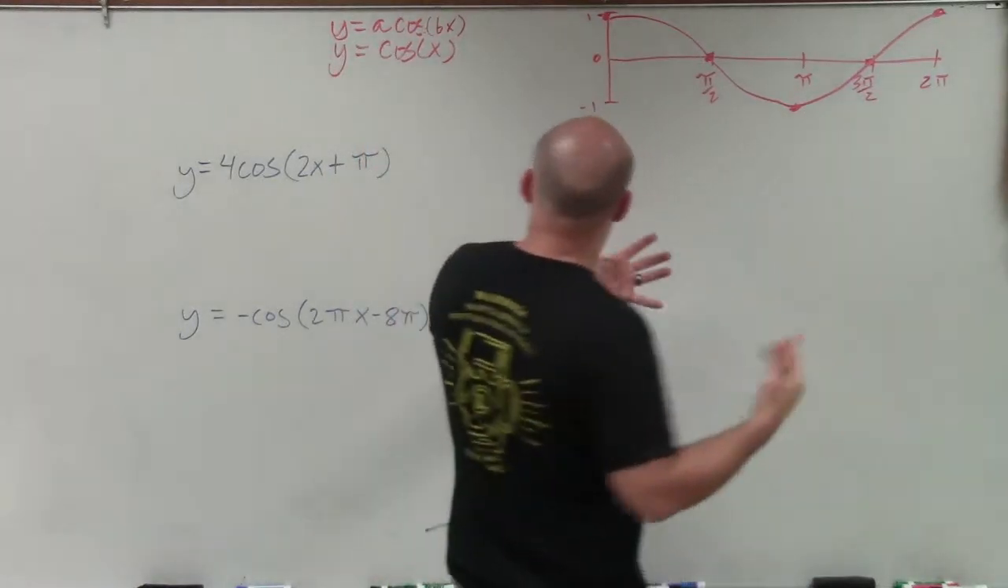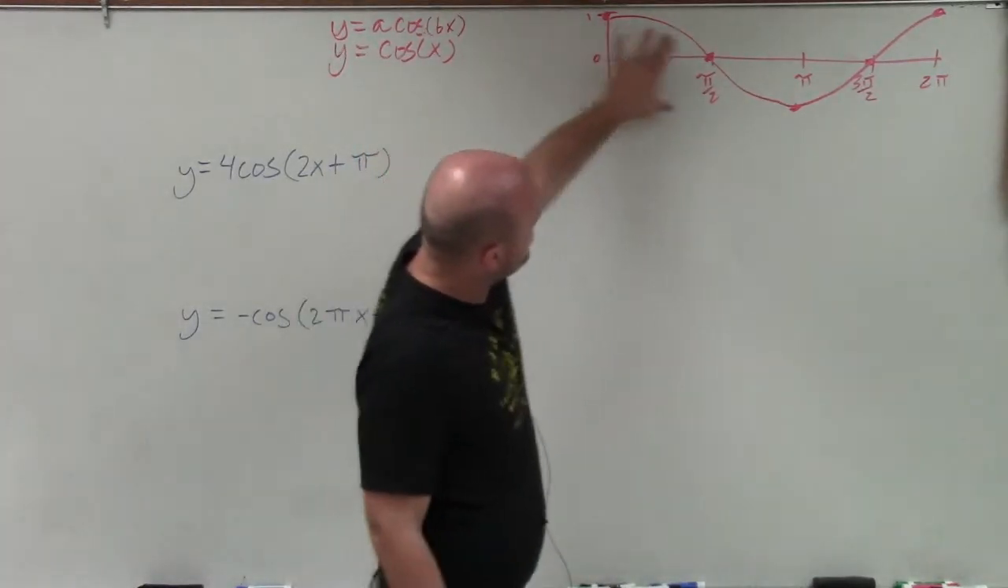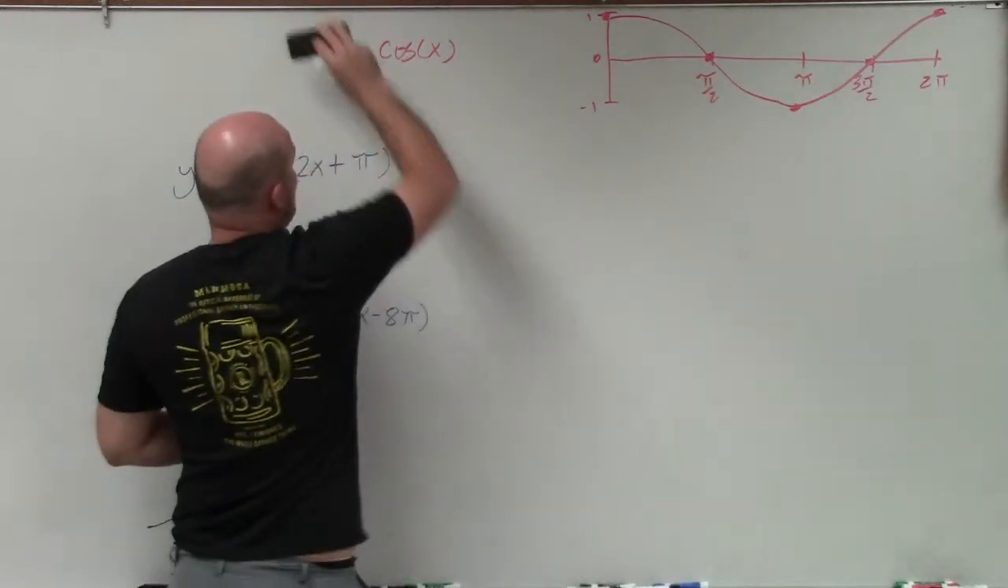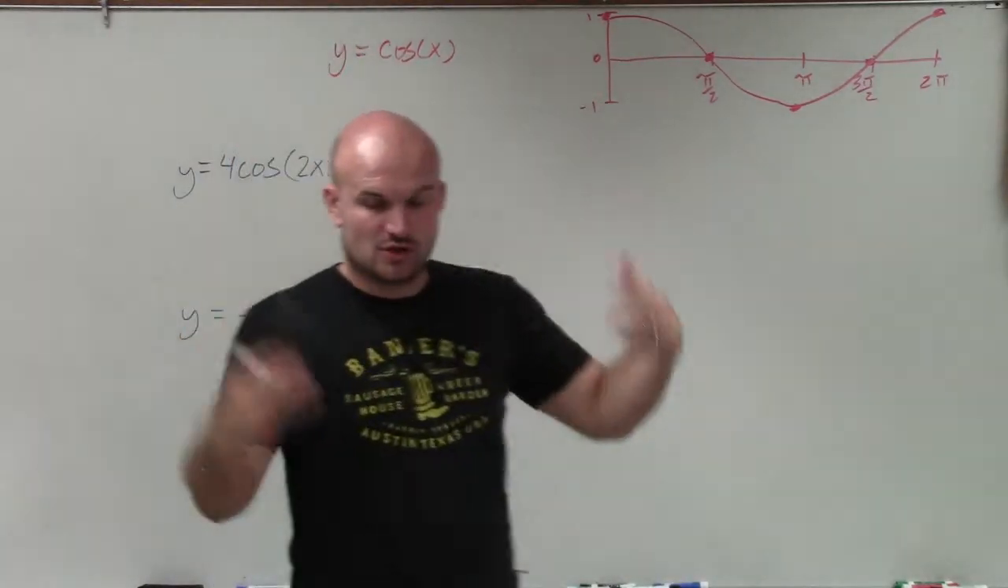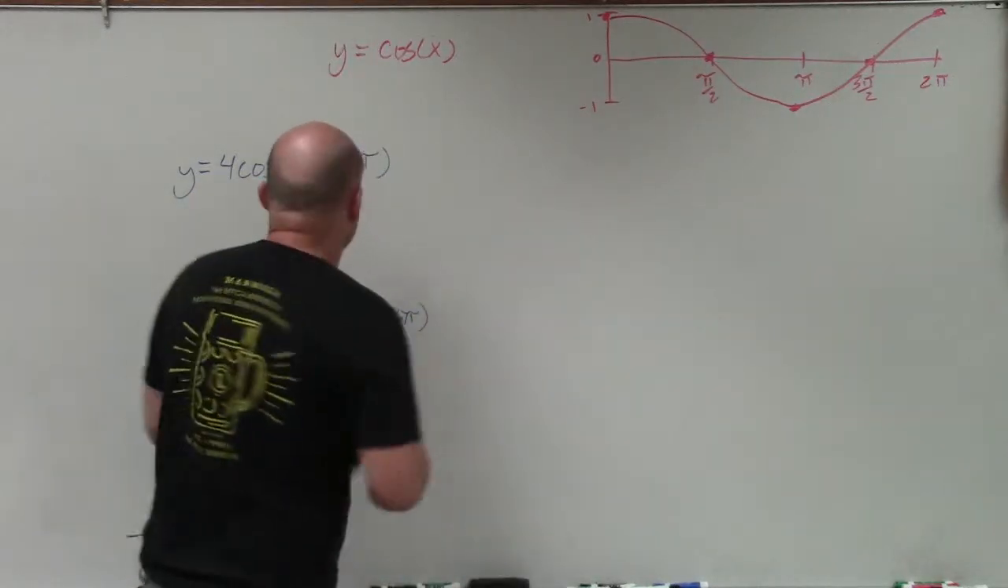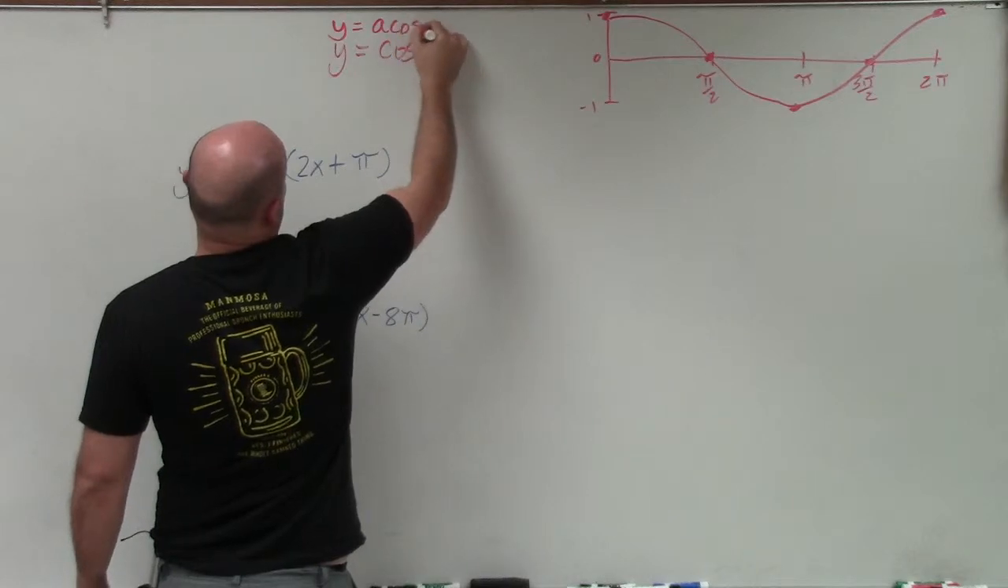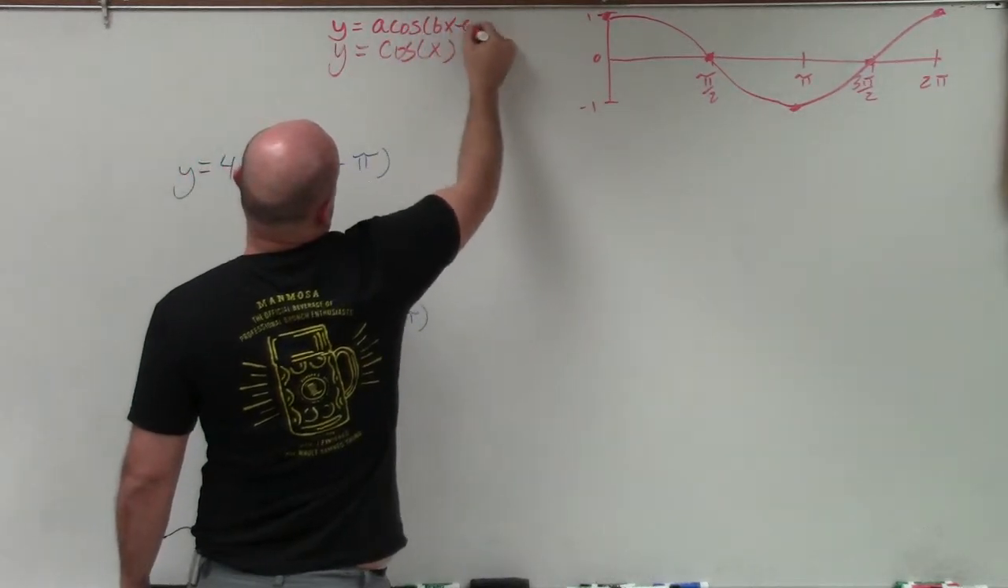To see what the graph is here, what I have is the initial period of the parent graph. I also have the general function y equals cosine of x. But now what we're going to be graphing is equations in the form y equals a times cosine of bx minus c.